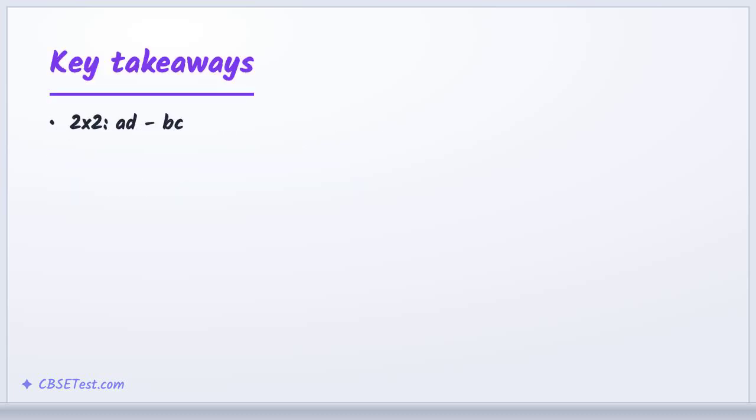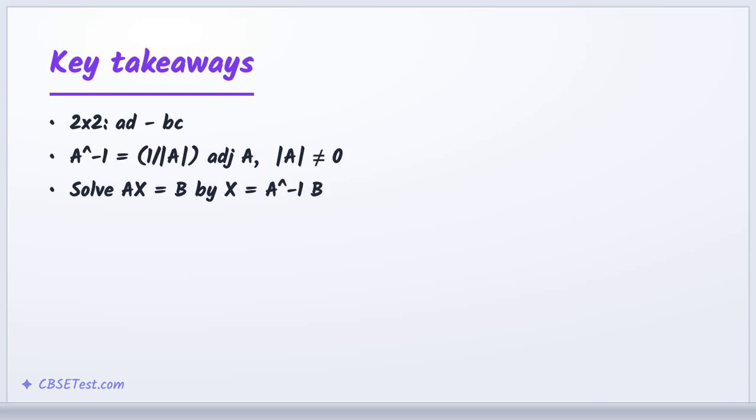To recap, the 2 by 2 determinant is AD minus BC. The inverse is 1 over the determinant times the adjoint, needing a non-zero determinant, and you can solve linear systems with the inverse.